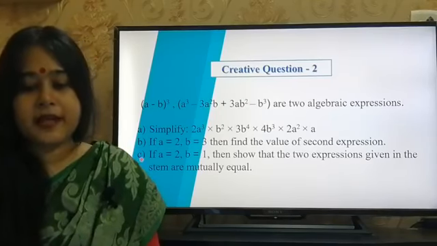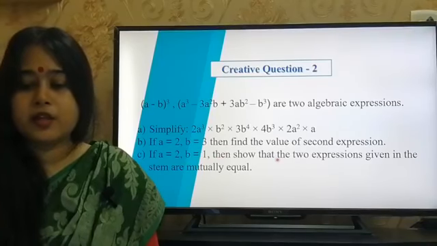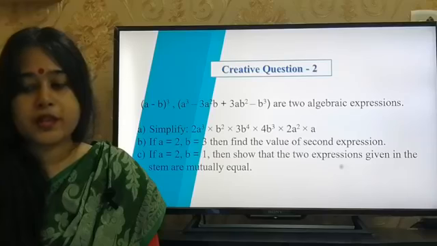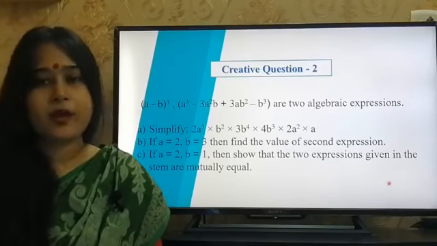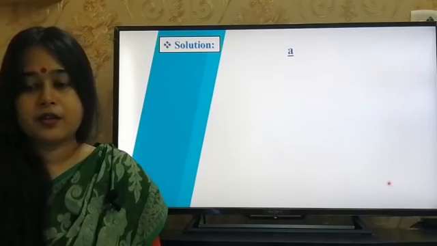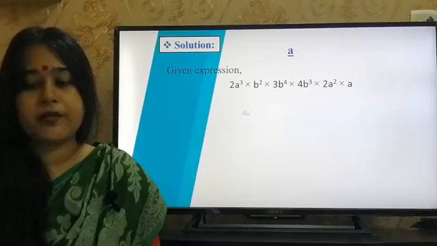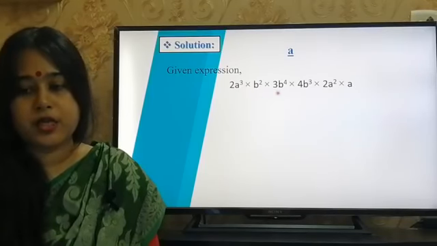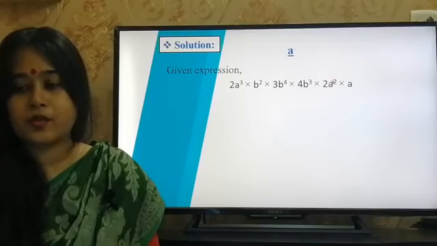And for question C, if A equal to 2, B equal to 1, then show that the two expressions given in the stem are mutually equal. Okay, let's solve the question. At first, question A. This is the given expression: 2a cube into b square into 3b to the power 4 into 4b cube into 2a square into a.